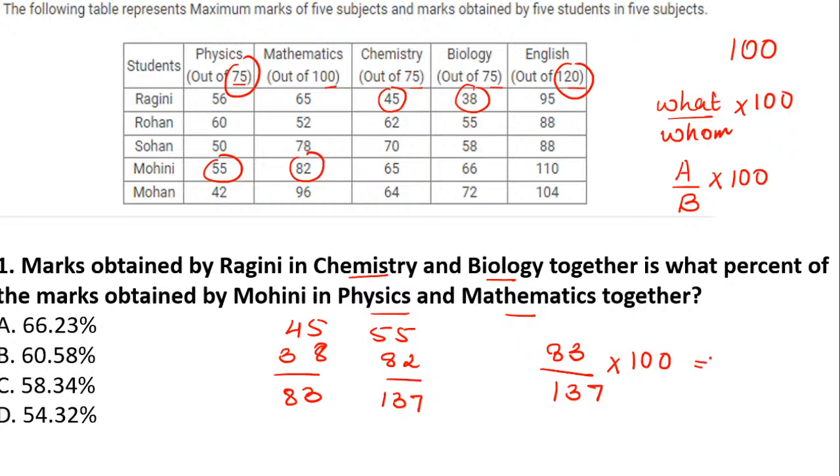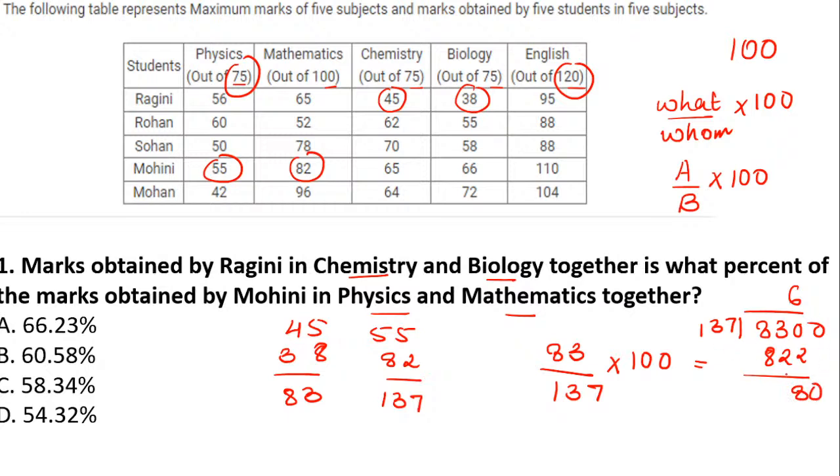So 8300 divided by 137. You can do it. Let me do it for you. 8300 divided by 137. Students, here what you can do is, with which number should I multiply 137 to get it less than 830? So I think it should be 6. 137 into 6 is 822. So here 830 minus 822 is how much? It is 8.